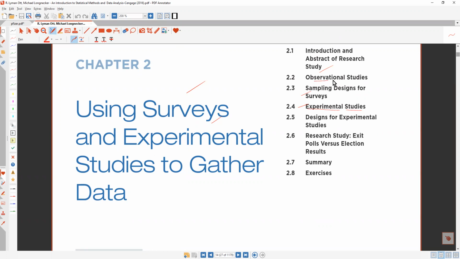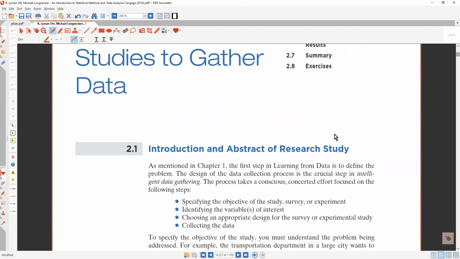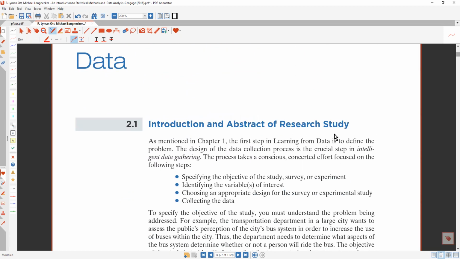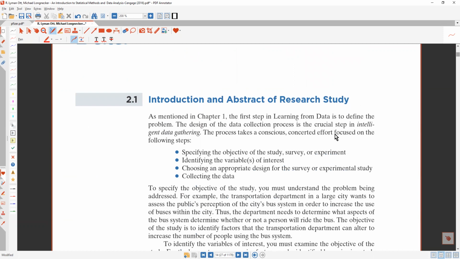Those include such things as observational studies, sampling designs for surveys, and experimental studies, among other things. Now, we're not going to cover all of these topics, and some of them we're going to treat fairly lightly, but a good read of this chapter is a really good idea to get a grasp of all those things. So the book talks about the idea of intelligent data gathering. So before we do any statistics, before we analyze any data, we've got to get that information.